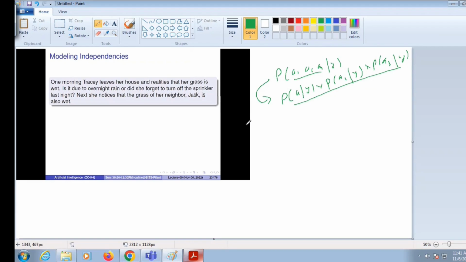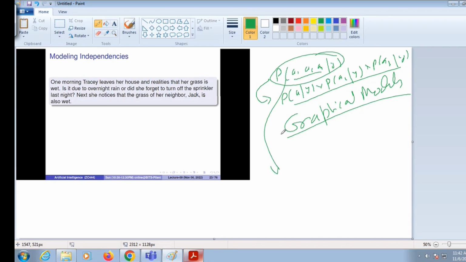Is there a better way? This is where graphical models come to the rescue. They give you a better understanding. They try to give you a kind of graph that makes finding these probabilities easy, because when you are living in the world, you cannot assume that everything is independent. This is the basic assumption.